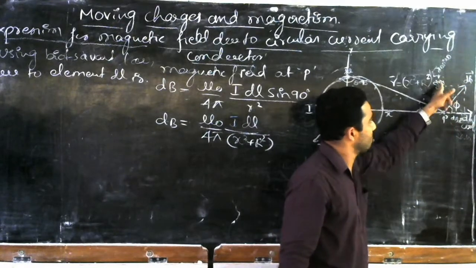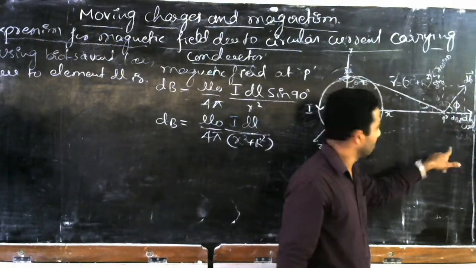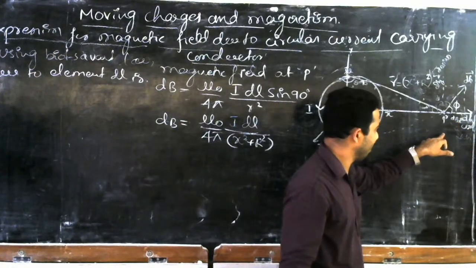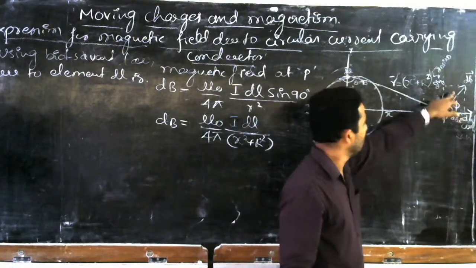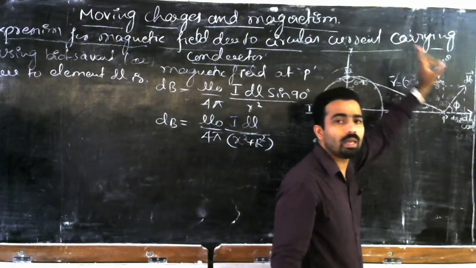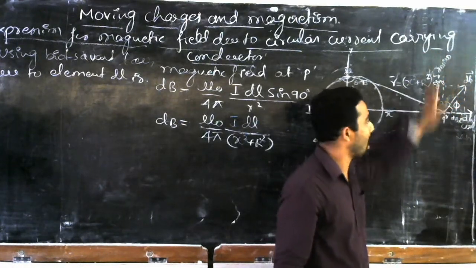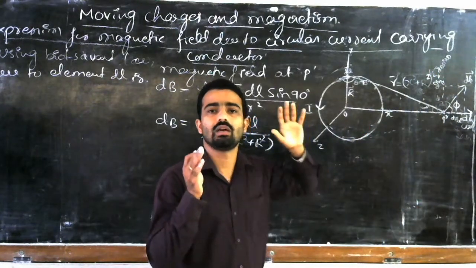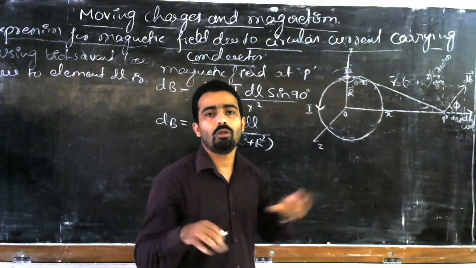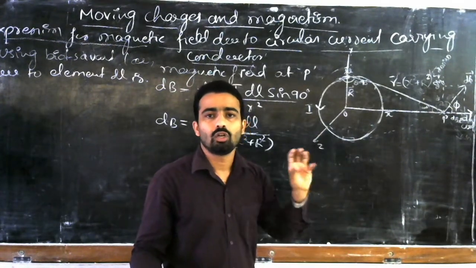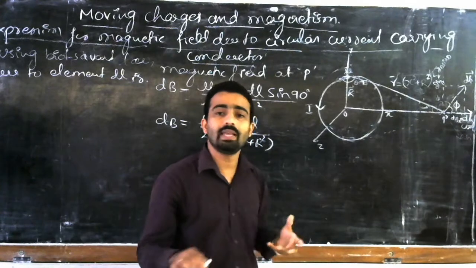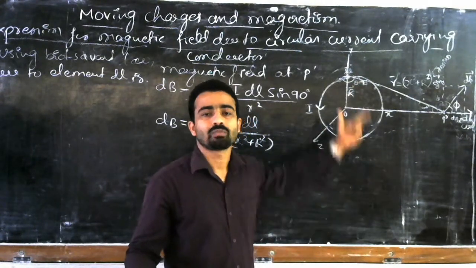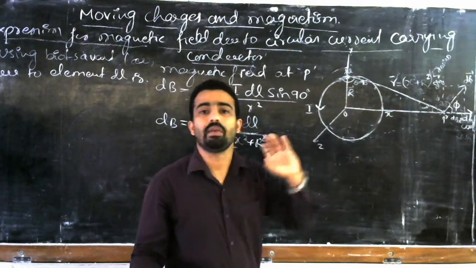But if you look at the directions, the magnetic field due to this dBy will be in a downward direction, and due to this other dBy it will be in the upward direction. These two dBy will have the same magnitude but opposite directions. So what will be the total magnetic field along the y axis? It will be 0. Why? Because they are in opposite directions and have the same magnitude.